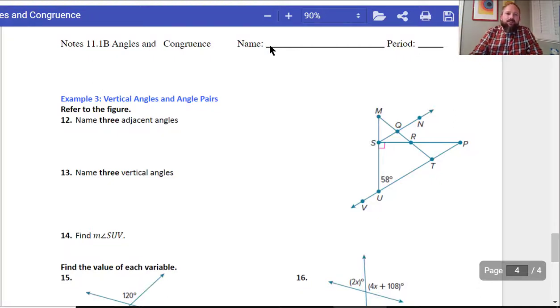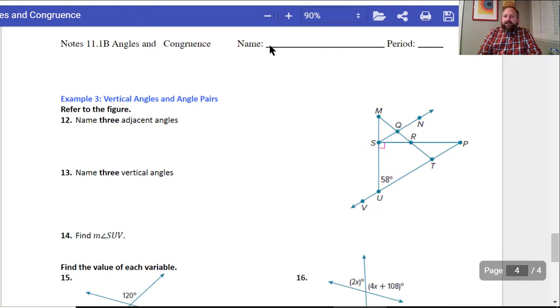Hello everyone, Mr. Schultz here for Integrated Math 1, and we're dealing with 11.1b, Angles and Congruence, part 2 of it. So we're going to be talking about vertical angles and angle pairs.